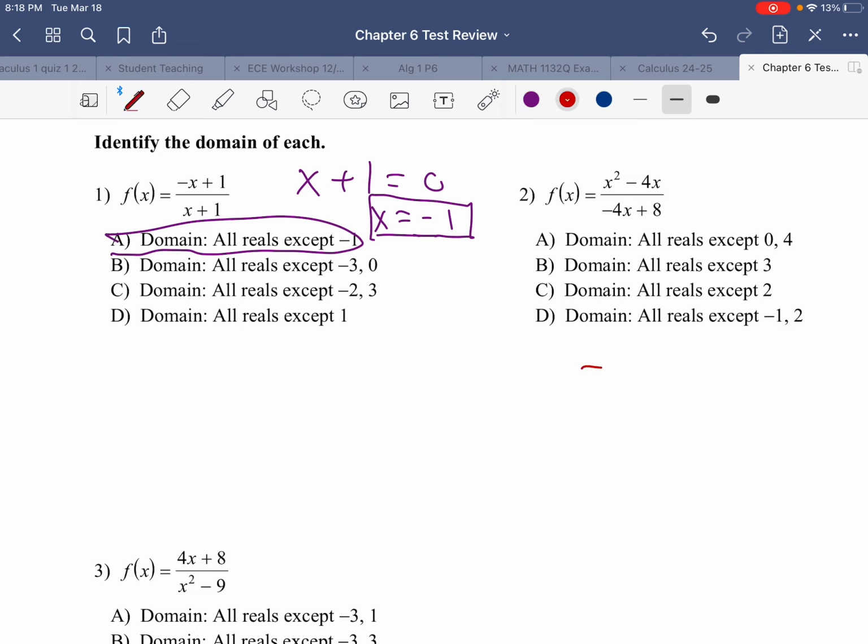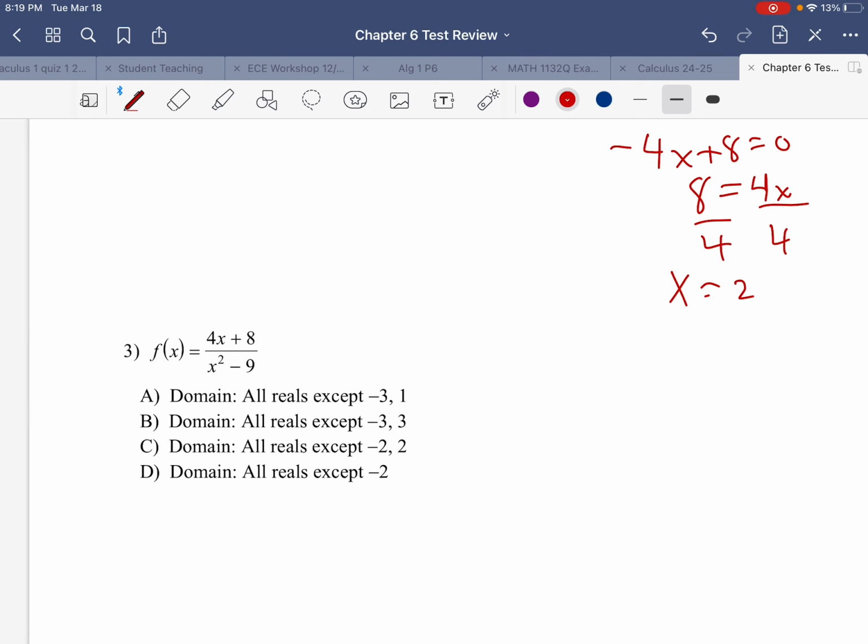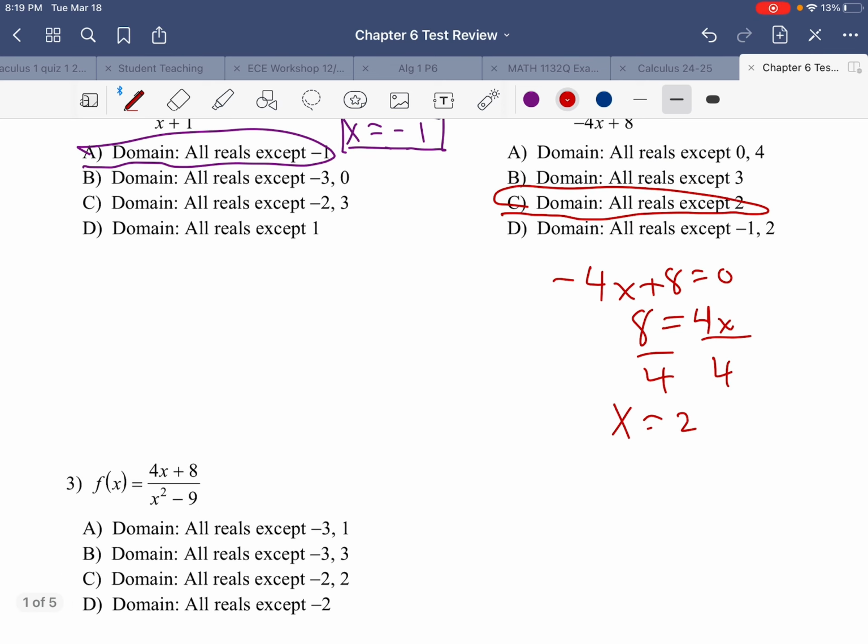For 2, I'm setting -4x plus 8 equals 0. I would add 4x on both sides. I'm going to divide by 4 to get x equals 2. I don't have to worry about what's going on in the numerator. I just want to figure out when would the denominator be equal to 0. So I'm going to say it's all real values, all reals except x, or except 2. Sometimes in the book and in other math classes, they might put x cannot equal 2 to show the same idea.